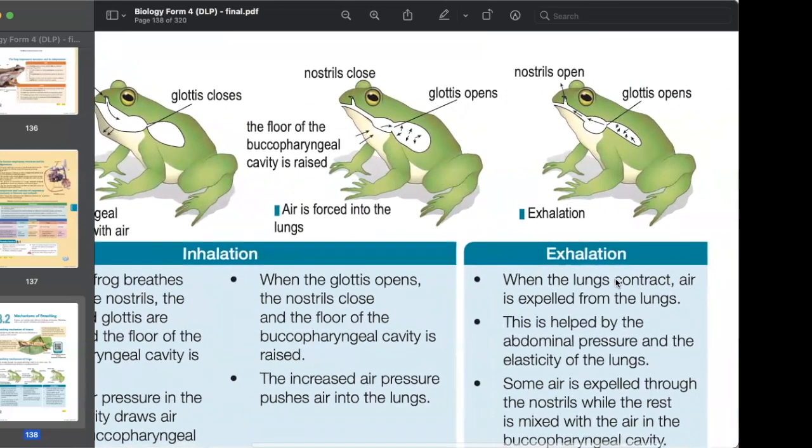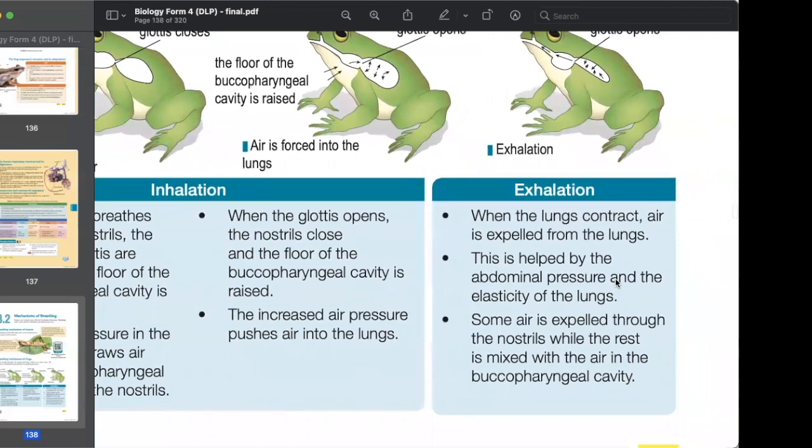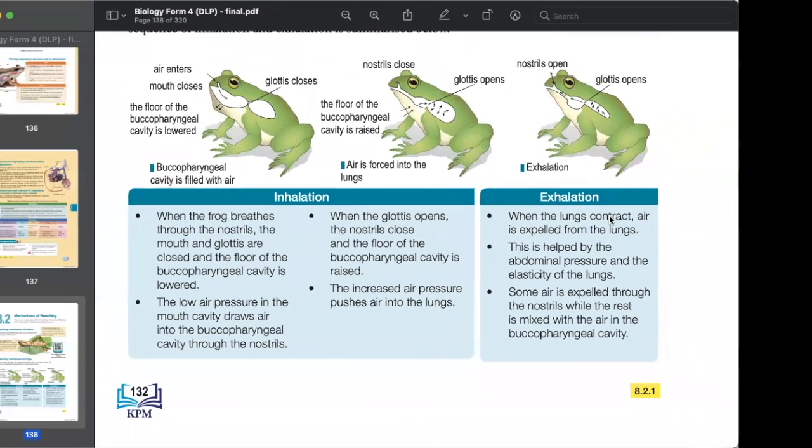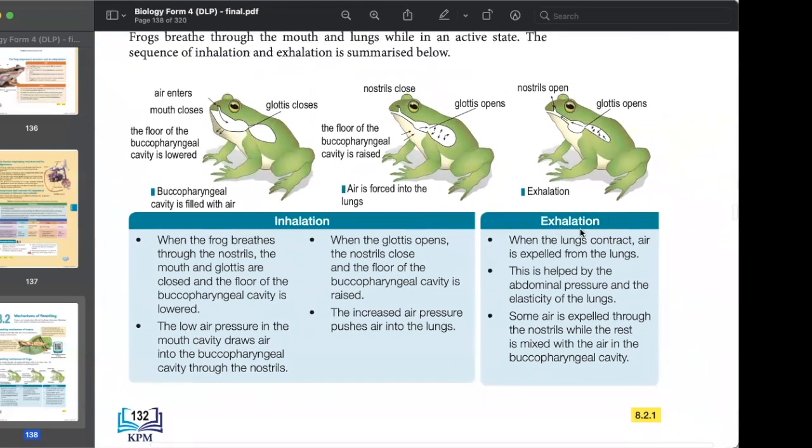Okay, ingat siapa faham. Okay, exhalation. Kalau exhalation, what will happen? The lung contract. Lung ni dia akan contract, dia akan mengecut. So what will happen? The air is expelled, okay, from the lung. Dia akan push. Okay, this is helped by abdominal pressure and elasticity of the lung.